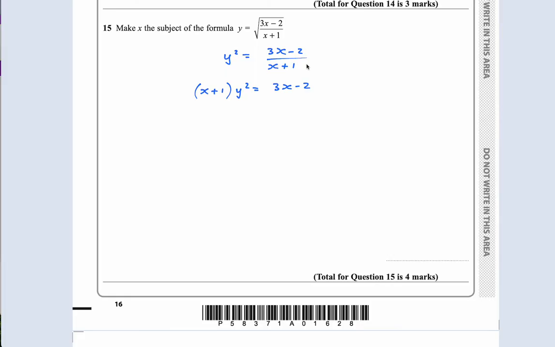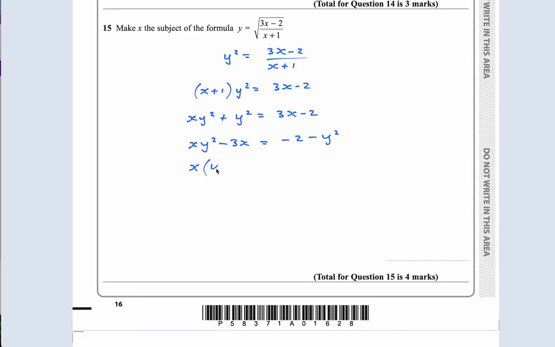Okay, this is kind of the tricky bit. You have to multiply out first. So we do xy squared plus 1 times y squared, which is just y squared, equals 3x minus 2. Then get my x's on the left, xy squared minus 3x, subtract this 3x, equals minus 2 minus y squared. Get everything else on the right, because I'm trying to make x the subject. Then I am going to factorize out the x, right? So yeah, this is the kind of tricky bit.